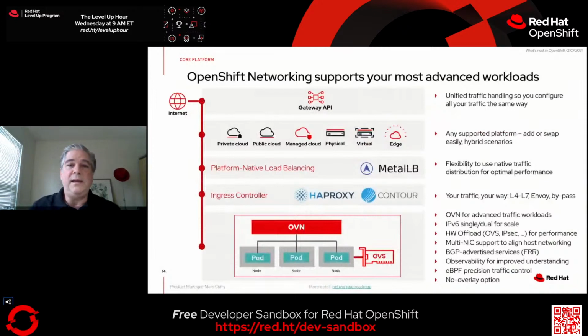OpenShift today has more than one way to ingress traffic to the cluster. Customers can choose routes, they can choose Kubernetes ingress, two different technologies with different feature sets. Starting with a technical preview in 4.8, we hope to begin the process of unifying ingress for OpenShift, starting with Gateway API. Gateway API has undergone several name changes.